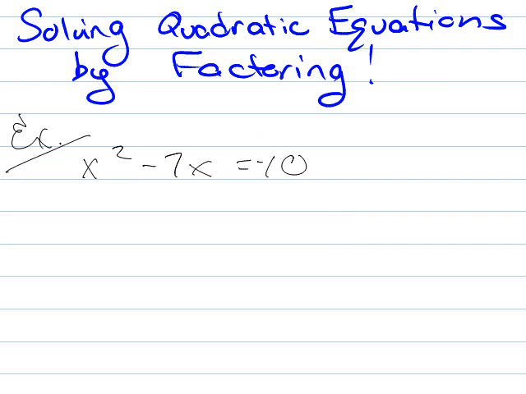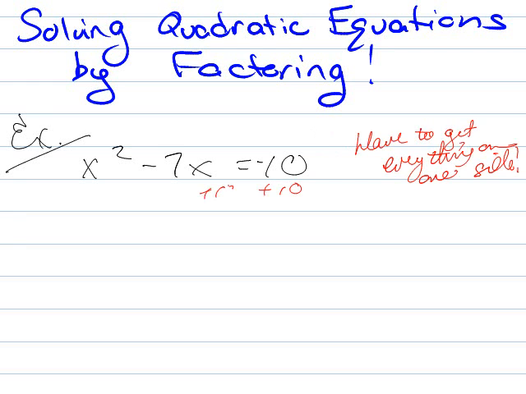Now, if you'll remember, the very first thing that we said for our strategy for solving these quadratic equations is you absolutely have to get everything on one side. Yay! I have to get everything on one side. So I need to move my 10 over with everybody else. Alright, so then I've got x squared minus 7x plus 10 equals 0.